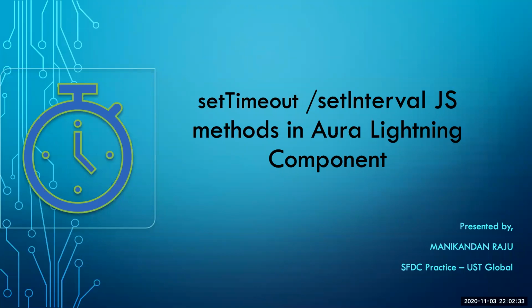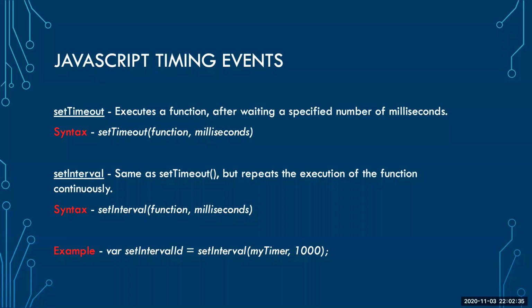Okay, so first of all, JavaScript gives you a couple of timing events. One we call set timeout, the other one is set interval. Both these are timing events, but they have slight differences between them. The set timeout will execute after a certain time duration. It will execute only once, and if you wanted to make it recurring, you might have to call that same function again and then again.